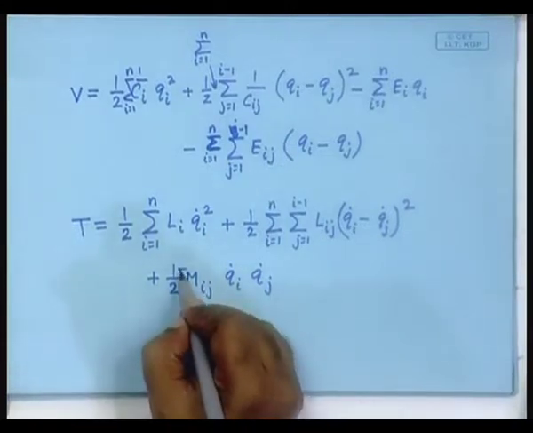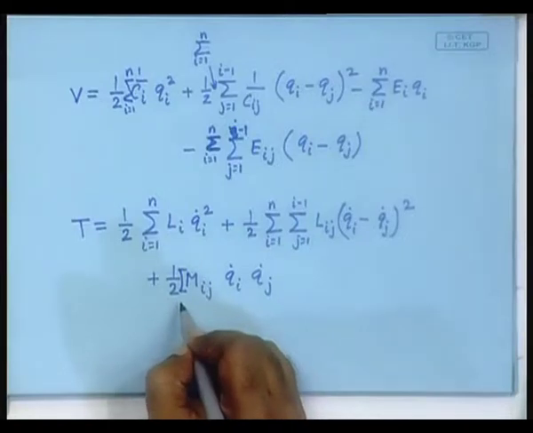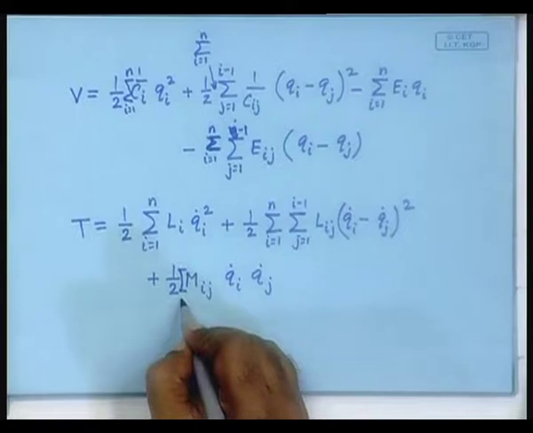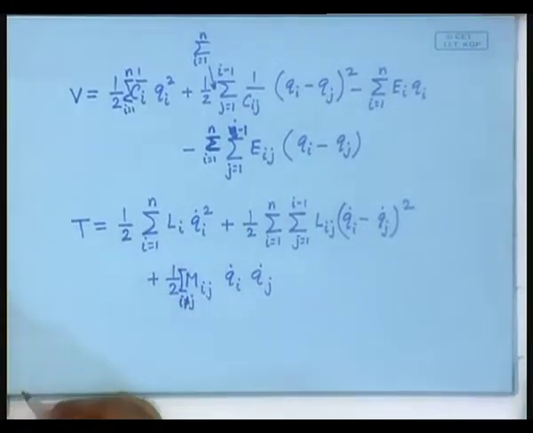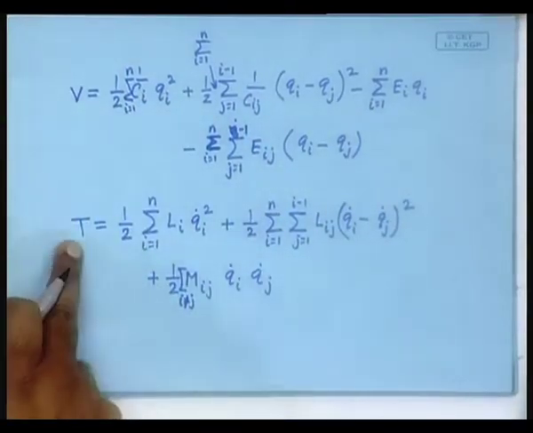This will have to be summed over, sorry, again in the same way, not in the same way, this will have to be summed over all i's and j's where i is not equal to j. Okay. So, that exhausts all the possibilities of the potential energy and the kinetic energy.